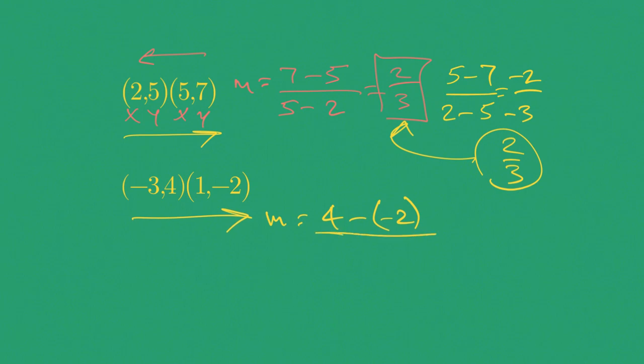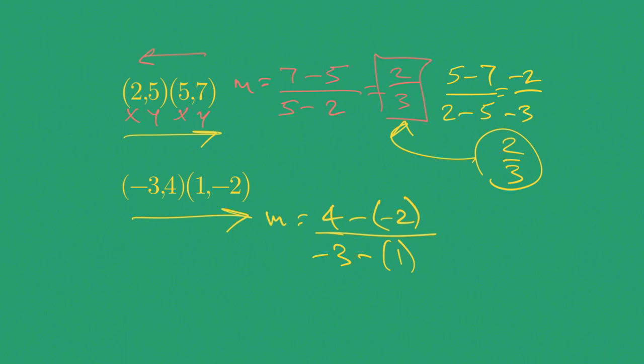What's your first x value? Remember, we're going left to right. Negative 3 minus, and then what's the second x value? 1. Good. Okay. 4 minus negative 2 on the top. Negative 3 minus 1 on the bottom. Is everybody okay with that?